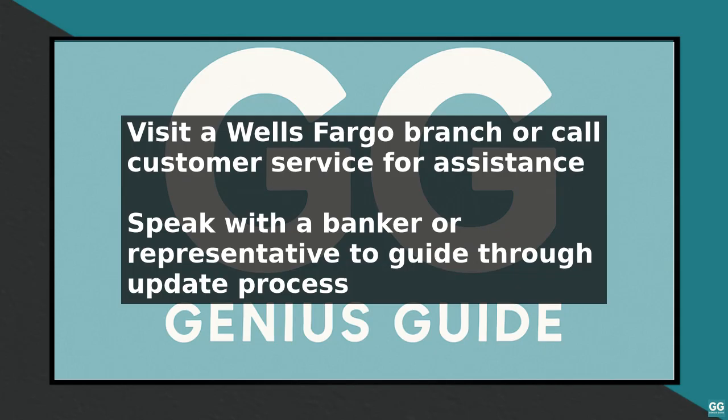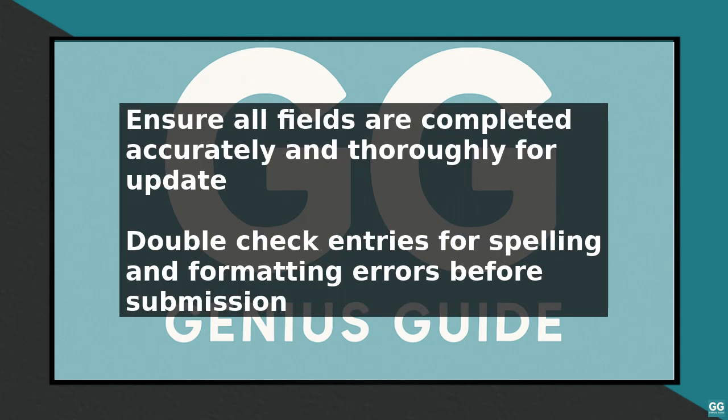If you are updating your account information in person, visit a Wells Fargo branch near you and speak with a banker. They will guide you through the process and provide the necessary forms to complete. You can also update your account information by phone by calling the Wells Fargo customer service number. A representative will assist you with the update process and verify your identity for security purposes.